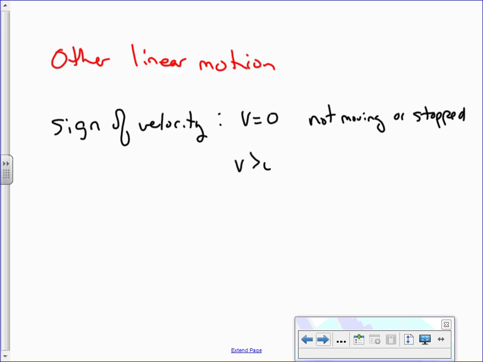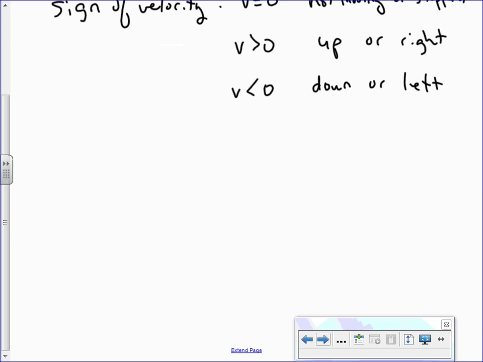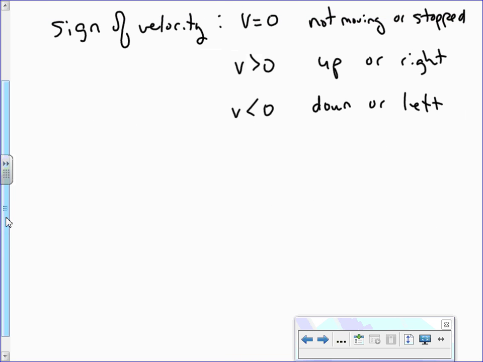If velocity is positive, then the convention is that it's either moving up or to the right. That's the way that we have set this up. No particular reason for it, it's just so that we're all on the same page. And if velocity is negative, that means the object is moving down or to the left. These are just the conventions that people use most of the time. Sign of acceleration.